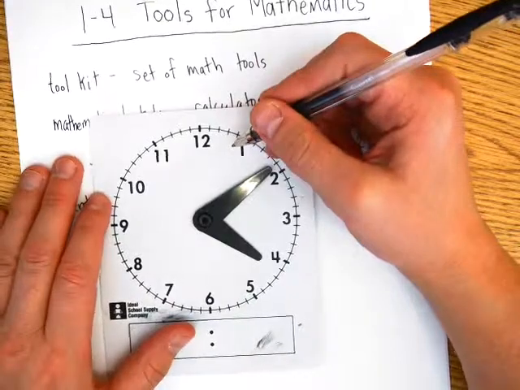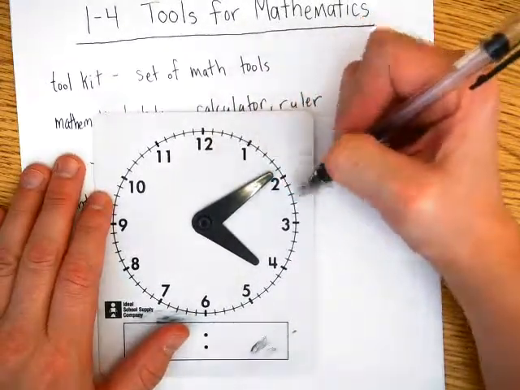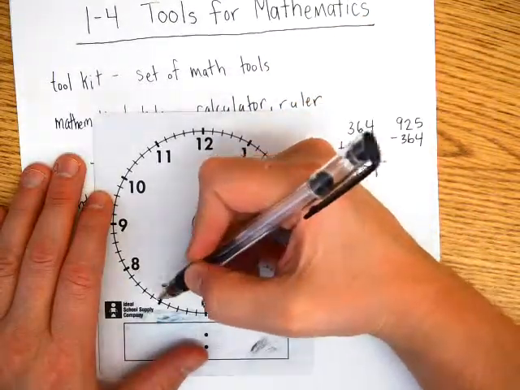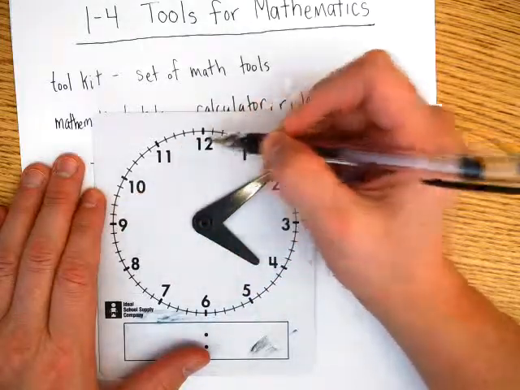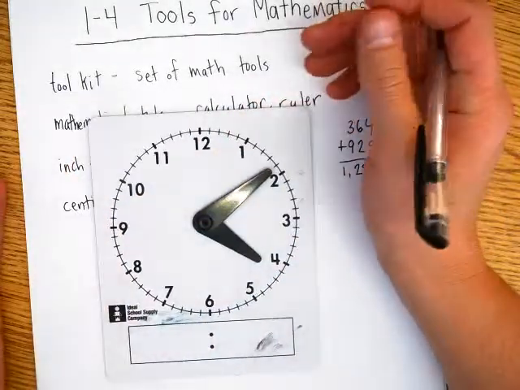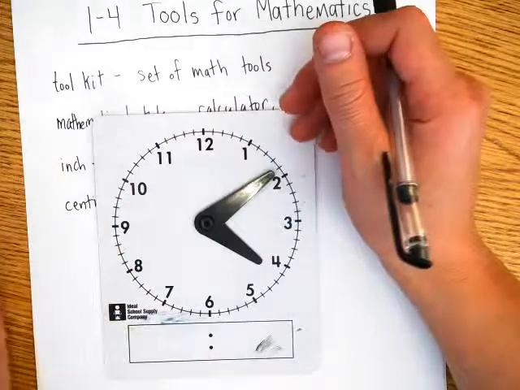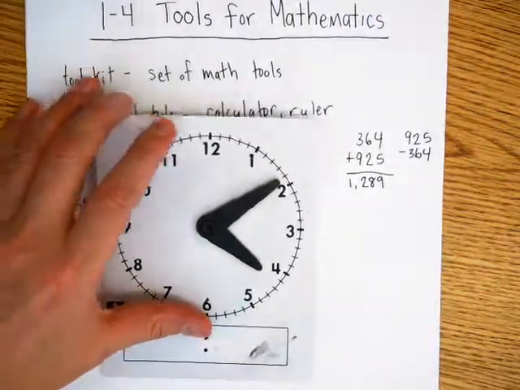We want them to be able to count by 5s around the clock, so 5, 10, 15, 20, 25, 30, 35, 40, 45, 50, 55, 60, and then they know there's 60 minutes in 1 hour, so the time has to fall somewhere in those 60 minutes.